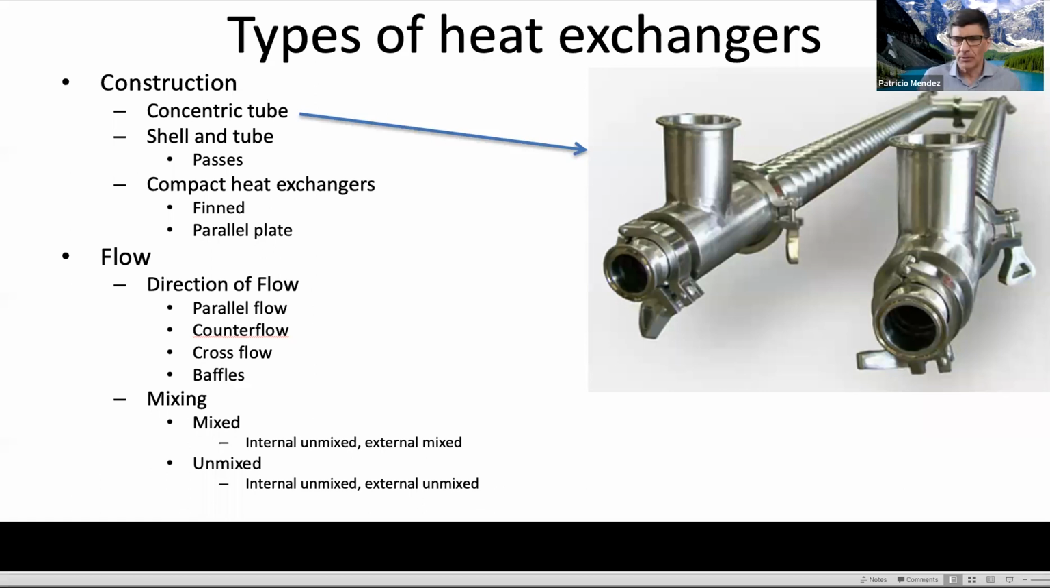So we already talked about the different types of heat exchangers. Here we have a concentric tube heat exchanger over which we will do an example today. And we saw the different types of heat exchangers.